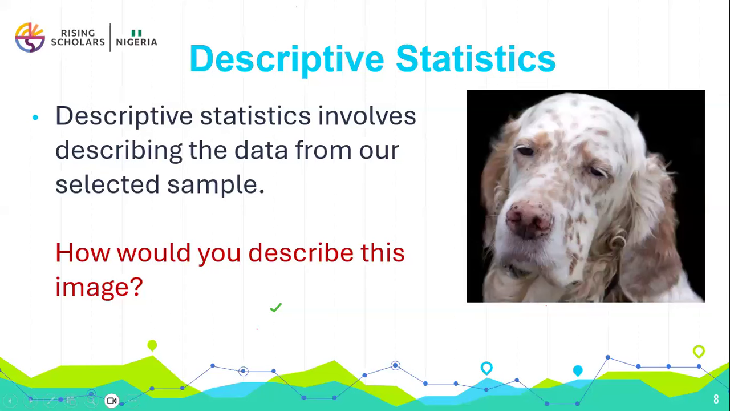So we'll talk a little about descriptive statistics, and then we go on to discussing multiple choice responses, because essentially multiple choice response is a type of descriptive statistics. Like we said before, descriptive statistics involve describing, from the word descriptive, it describes the data from a selected sample. If you look at this image, it's an image of a dog, and I could ask you to describe this dog.